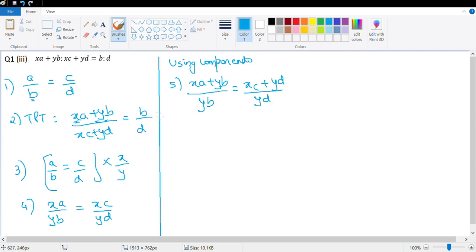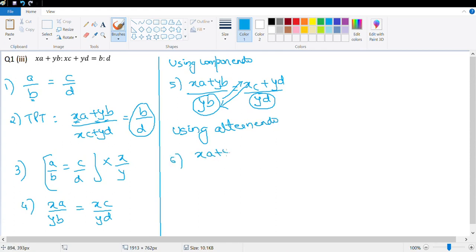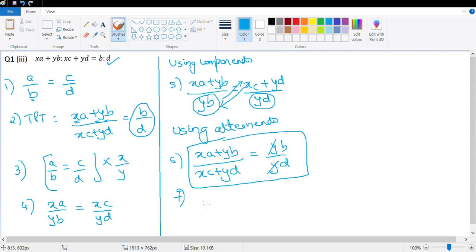I notice on the right hand side in what they want, they have only B and D. So I notice I can get B and D if I take these two terms together. So what I need to do is bring this down and bring this up. This property, if you remember, is called alternando. Yes, you are taking numerator of 1 to the other side, denominator. So using alternando, we get XA plus YB upon XC plus YD is equal to YB upon YD. Y and Y gets cancelled, which means this is exactly what they wanted us to prove, but they want it in the ratio form. So let's write it in the ratio form. Therefore, XA plus YB is to XC plus YD is equal to B is to D. Hence proved. Good. Let's look at the next one.